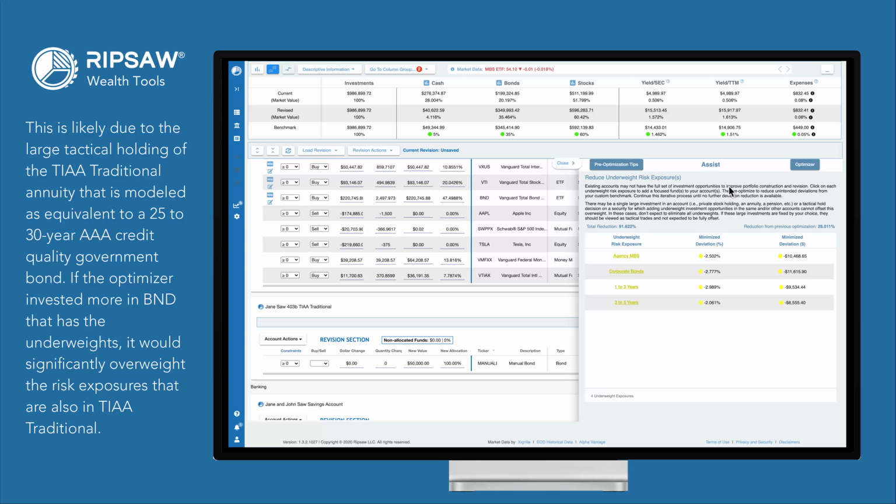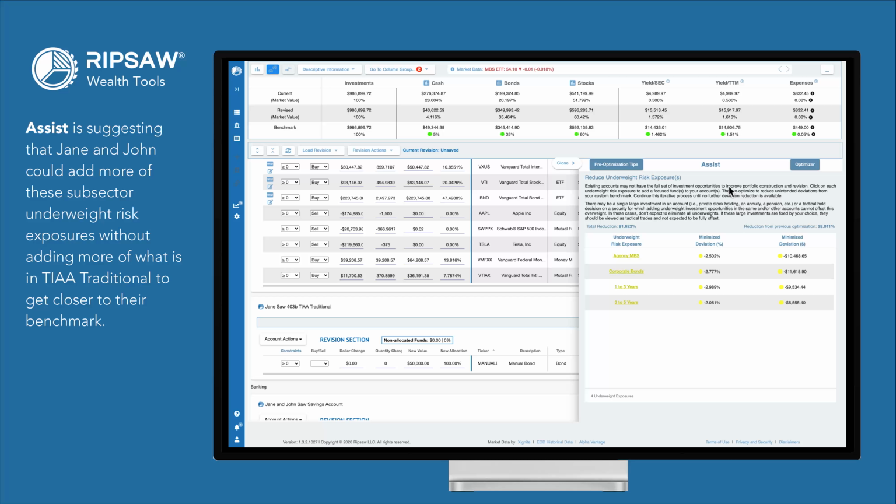This is likely due to the large tactical holding of the TIAA traditional annuity that is modeled as equivalent to a 25 to 30-year AAA credit quality government bond. If the optimizer invested more in BND that has the underweights, it would significantly overweight the risk exposures that are also in TIAA traditional. Assist is suggesting that Jane and John could add more of these subsector underweight risk exposures without adding more of what is in TIAA traditional to get closer to their benchmark.